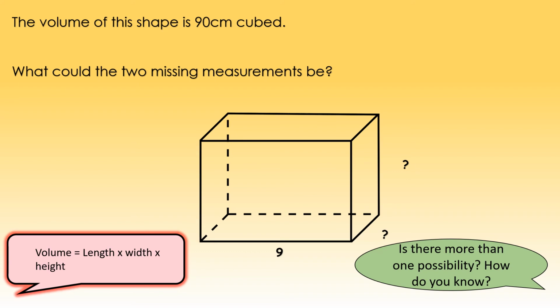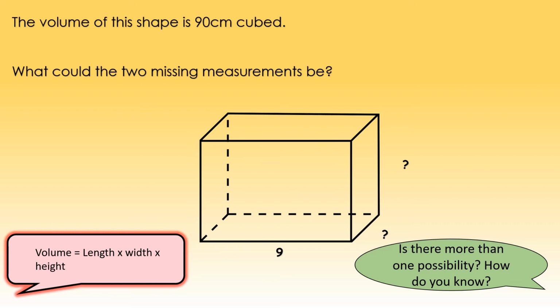So you know that it's 90 centimetres cubed, the whole volume. So you know that it's 9 times something else to make 90. How could you work out what those missing things are? Trial it with some numbers, maybe pick 2, pick 3. What could you do? If you did 90 divided by 9, what would you get? Right, 10.